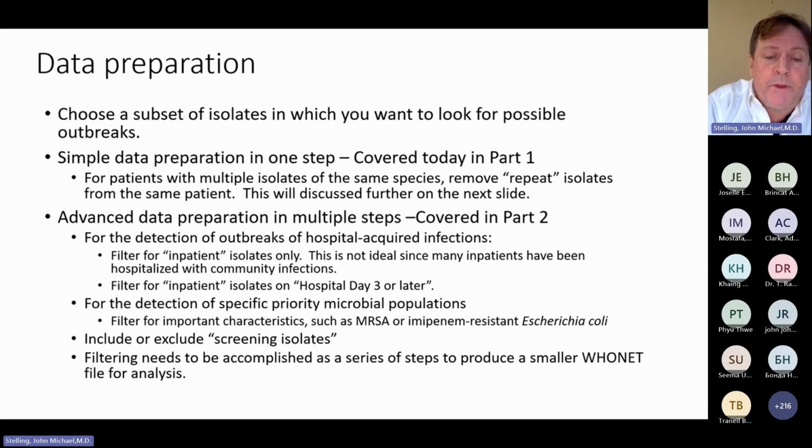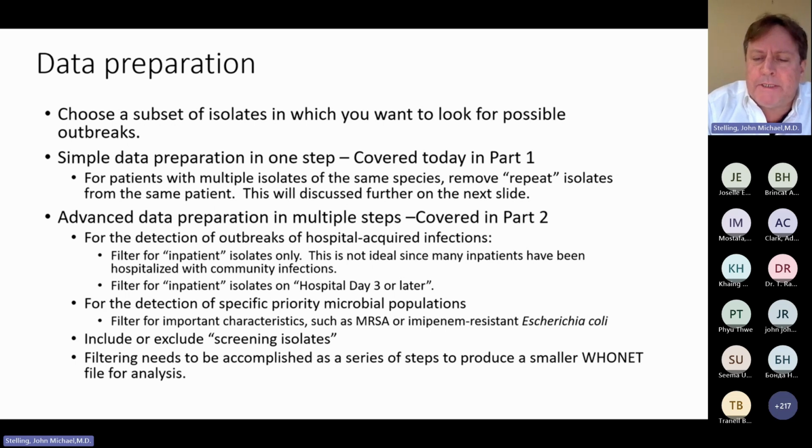Also, some places only do screening on 1 day a week, for example, Monday. So you might find these strange quote-unquote outbreaks simply because every Monday they're doing screening. So I don't have a strong decision whether or not to include or exclude screening. There is value, but you also have to be aware of your MRSA screening practices.